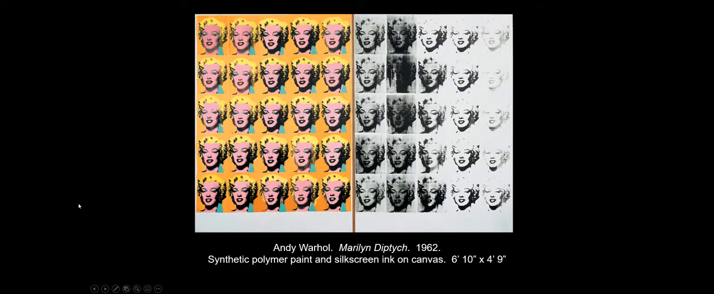All right, you've probably heard of this one before. This is Andy Warhol. His style is also pop art. He was the most visible person who used this style. And the subject of his work of art is clearly the actress Marilyn Monroe. The title of the piece is Marilyn Diptych.